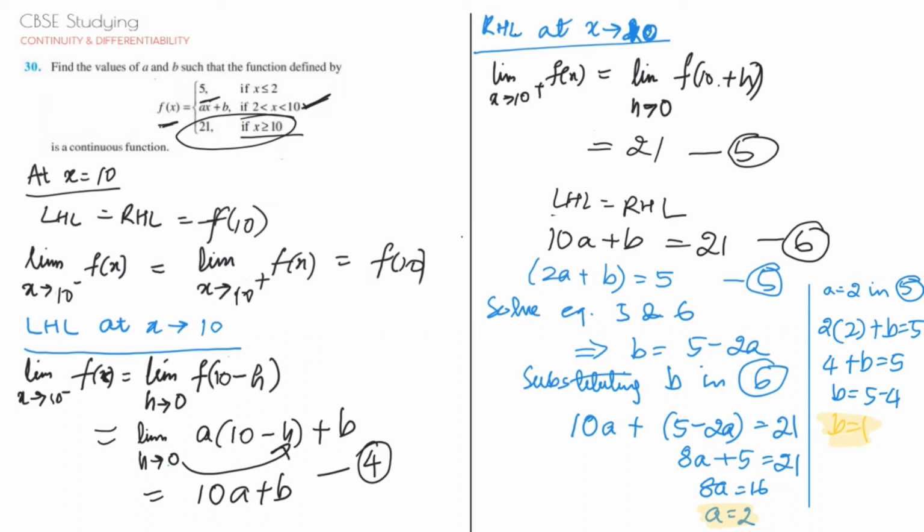So that's how you find the value of a and b. I'll just brief over the question one more time so that it gets really easy for everybody to understand. First of all, understand the function. The value of the function is 5 if the value of x is lesser than or equal to 2. Value of the function is ax plus b for values of x which is between 2 and 10. Value of the function is 21 if the value of x is greater than or equal to 10. So what are your 2 points that you need to evaluate this at? At x equals 2 and at x equals 10.